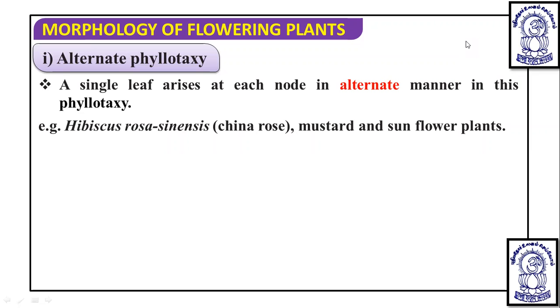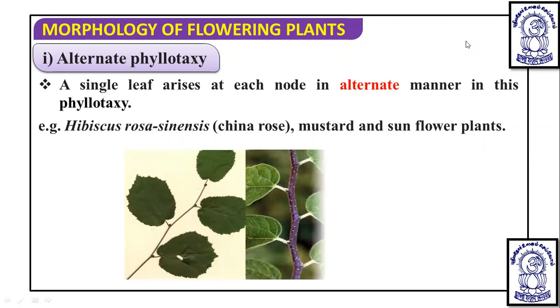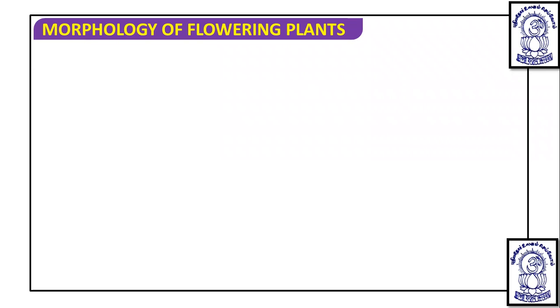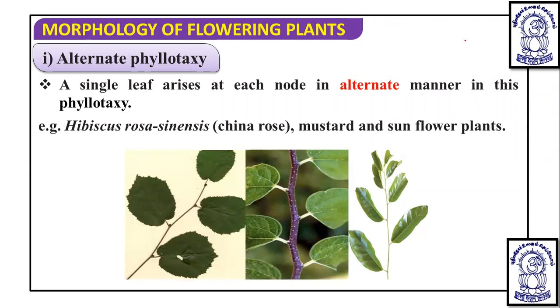You can see in this diagram which is showing alternate phyllotaxy. These are the nodes, and at each node you will see a leaf, one on this side, then on this side, this side, this side. That's alternate. Here also you can see these are the nodes, and on each node there is one leaf in an alternate fashion. Same happens here also. So it is alternate phyllotaxy which is seen in these examples.